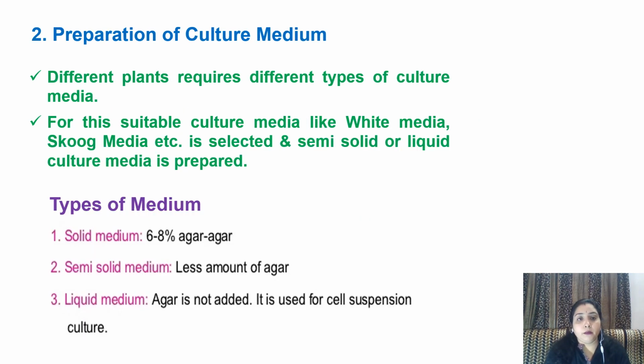Preparation of culture medium. Different plants require different types of culture media. For this, suitable culture media like White's media, Murashige and Skoog media, Miller and Skoog media, etc. are selected, and semi-solid or liquid culture media is prepared. Types of medium, it could be semi-solid or liquid, depending upon the concentration of agar.